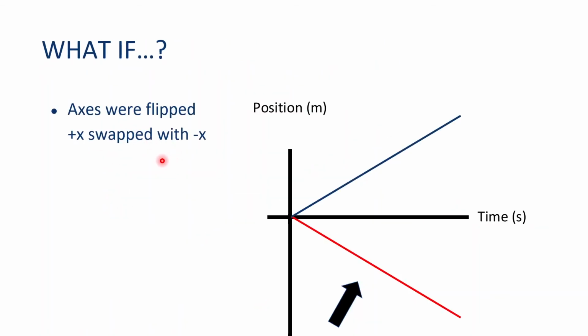Now, what if we flip the axis and we swap the positive x with the negative x direction? So over here, this is what the positive x looked like, our original graph, and this is what the negative x direction would look like. The absolute value of the slope remains the same, but simply the object moves in the negative x direction.